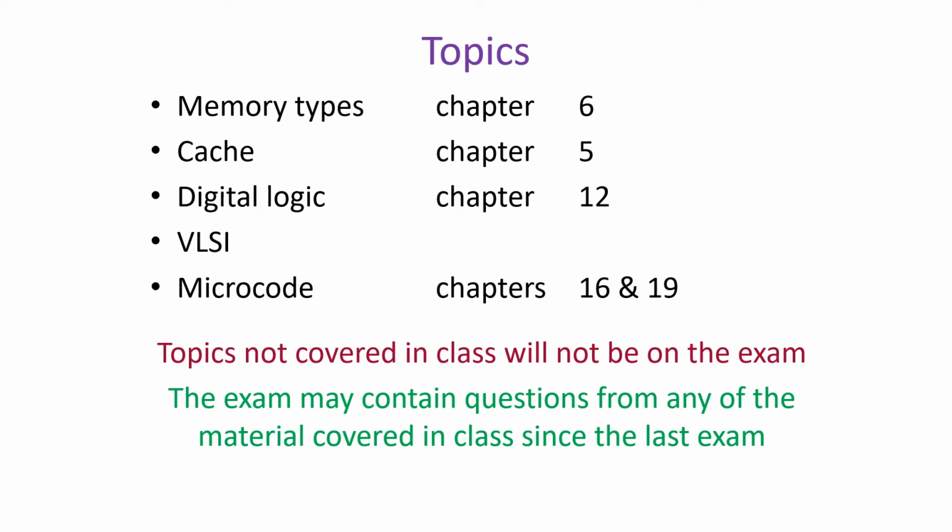The topics of the second exam include memory types and caching, which we will discuss in this review. These cover chapters 5 and 6 of the textbook. Also covers digital logic, VLSI, and microcode. If you actually read the book and there were topics in the book that we didn't cover in class, they won't be on the exam. On the other hand, if we covered it in class, it certainly could be on the exam.